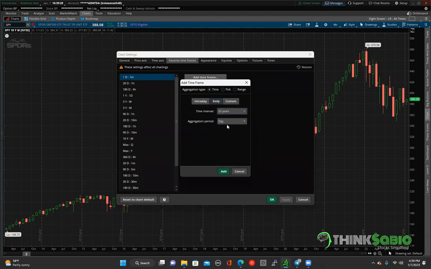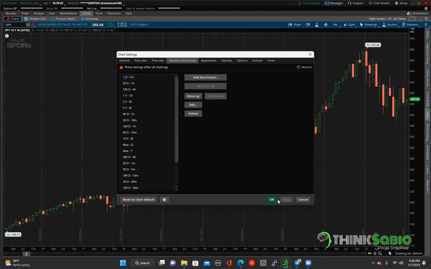Like you can select 20 years. You want to go for every candle. So this particular time frame will show me a chart for 20 years, and each candle will be 4 days, right? If you want a shorter time frame, you can go to intraday, and you can select, like 5 days, 5 minutes. Click add, apply.